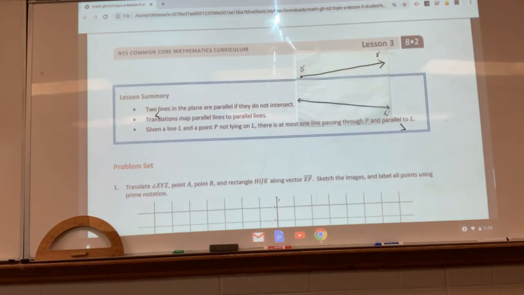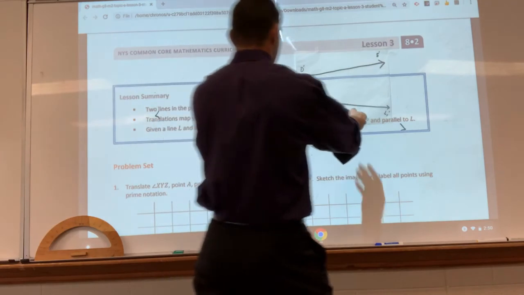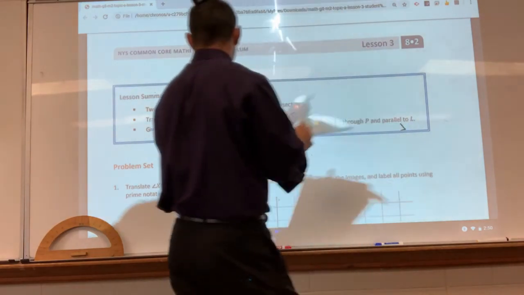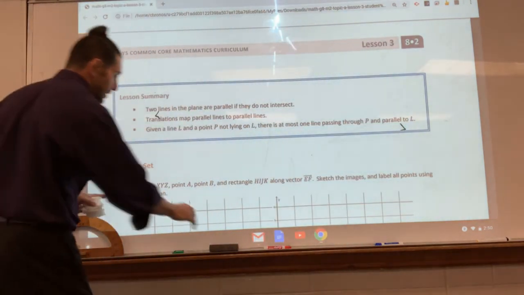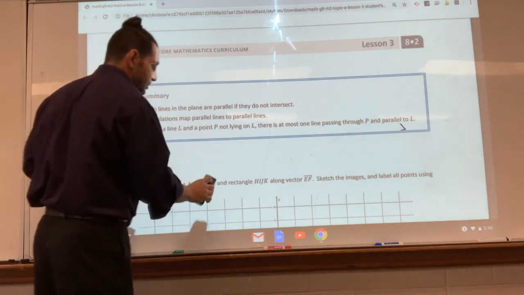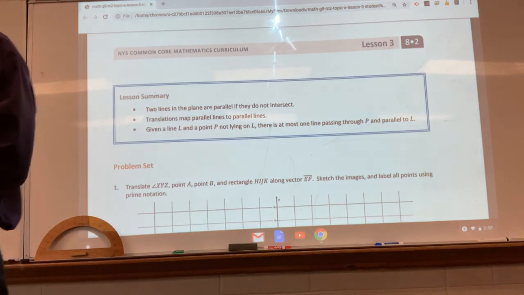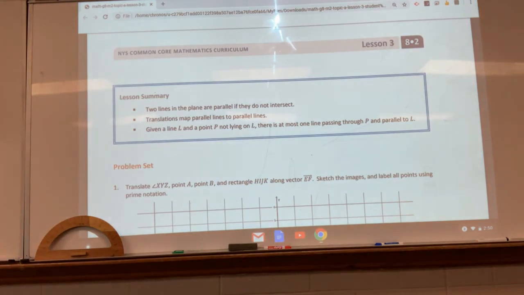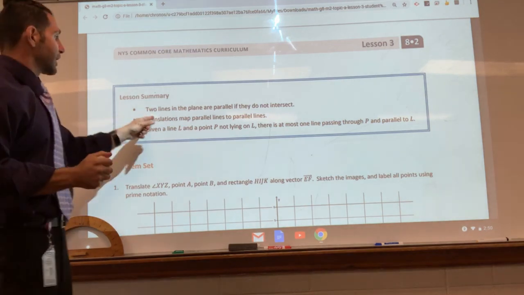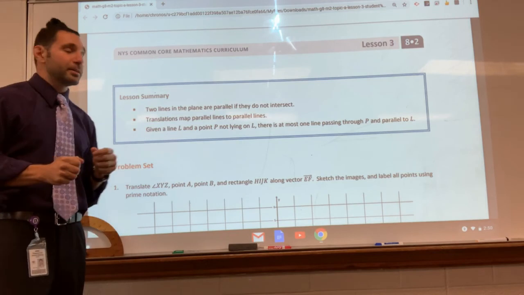Okay, lesson summary. Two lines in the plane, and we haven't really talked about planes, but planes are two-dimensional figures that go on forever in four directions. Again, they're trying to teach you a lot of geometry in the middle of this. But two lines that never intersect are parallel, in the same plane. Translations map parallel lines to parallel lines.